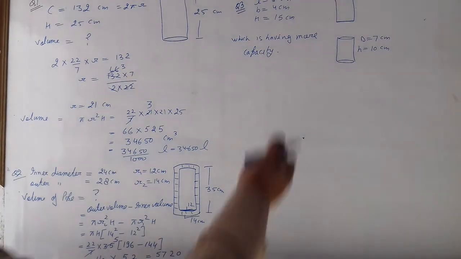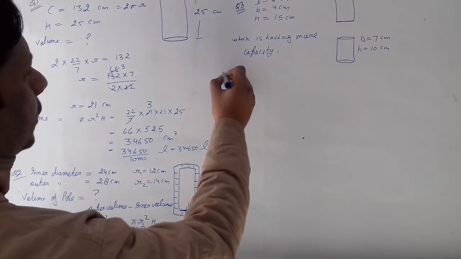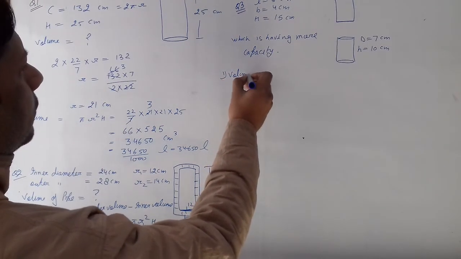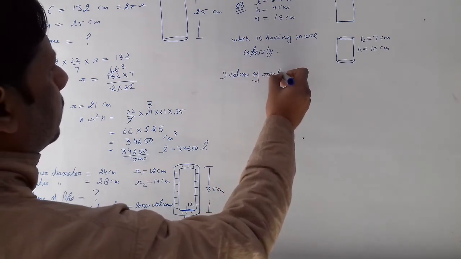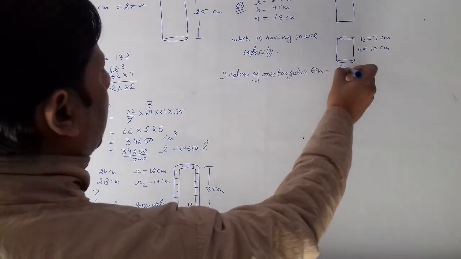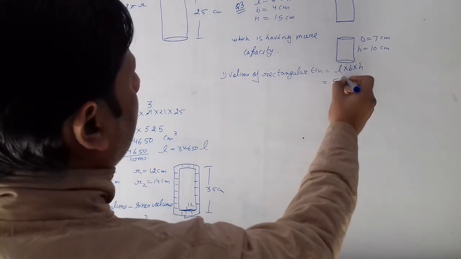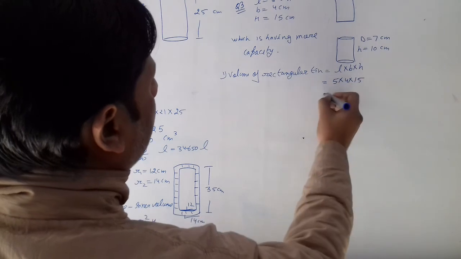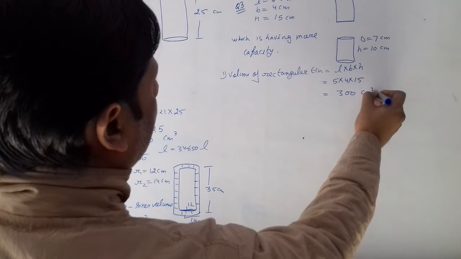More capacity means more volume. So first you have to find the volume of rectangular tin and then volume of cylindrical tin, then compare which one is the greater volume. So first volume of rectangular tin, that is L into B into H. Length is 5, breadth is 4 and height is 15. 5 fours are 20 into 15, 300 centimeter cube.